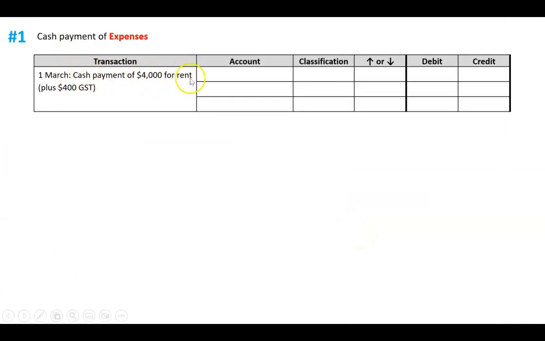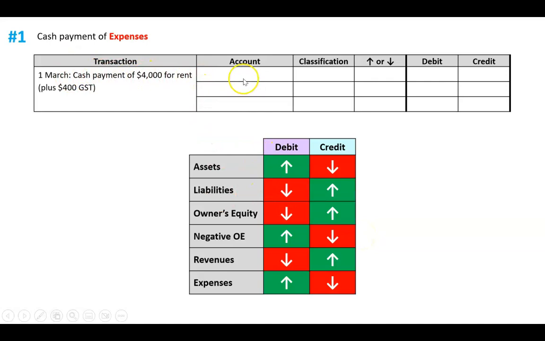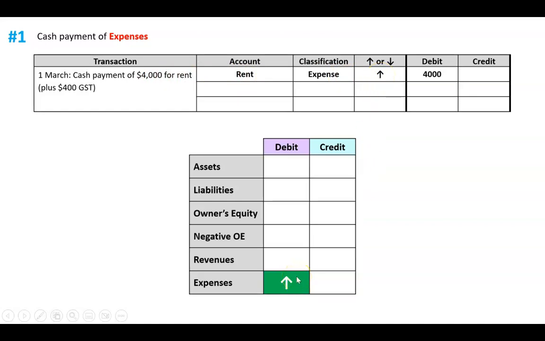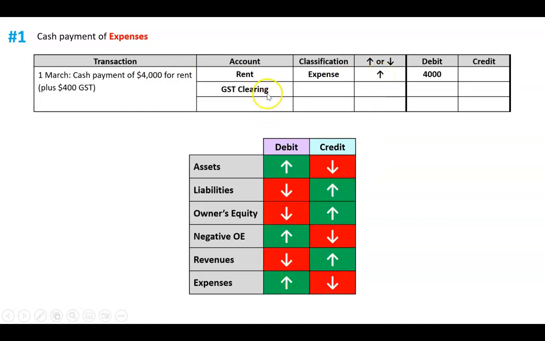So the first thing I'm going to deal with is with our debits and credits. There's an account called rent when we pay for rent. It's an expense and it's going up. When an expense goes up, that's a debit. We've also got GST clearing.